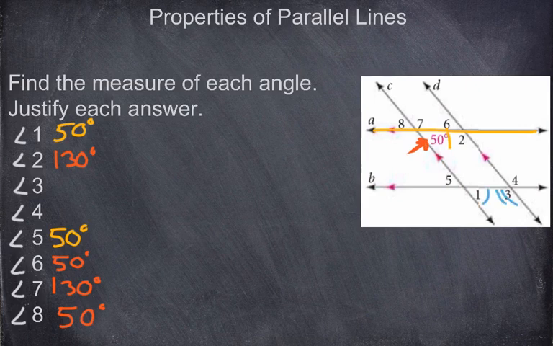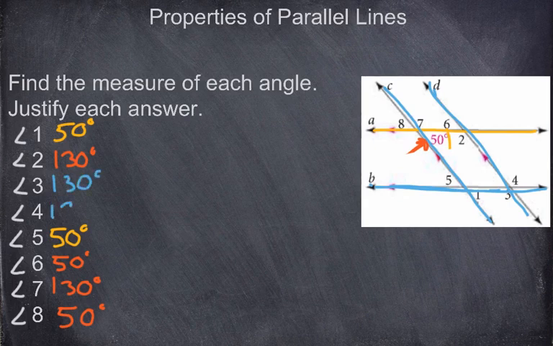Notice 1 and 3 are supplementary. Okay, why? Because they are same side interior. Sorry, I'm making a lot of marks here. If you look at line C and line D, with B being your transversal, you'll notice that 1 and 3 are on the same side of line B and in between D and C, therefore same side interior, which we said they're supplementary. So if 1 is 50, 3 has to be 130. And lastly, 3 and 4 are vertical, so that would be 130 as well.